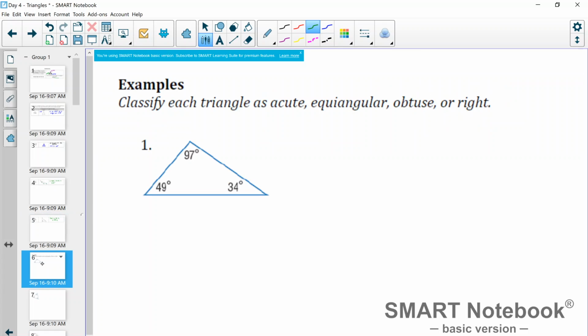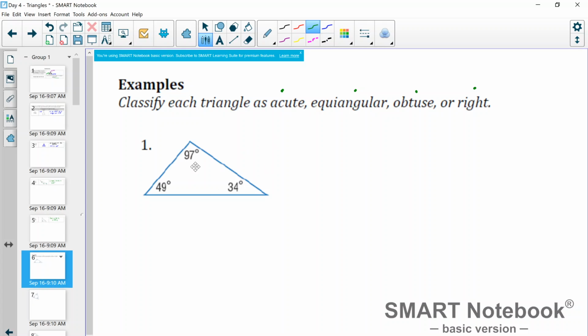So to classify each one, we're going to say whether it's acute, equiangular, obtuse, or right. So we have 4 different ones. Remember, an acute triangle is a triangle where all three angles are less than 90. Equiangular, all three angles are the same. Obtuse means one of the angles is greater than 90. And a right triangle means we have one of the angles being 90 degrees.